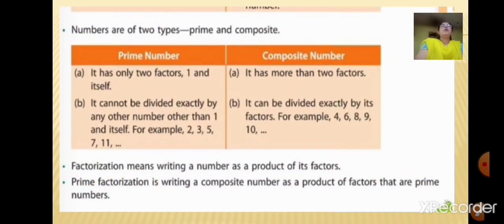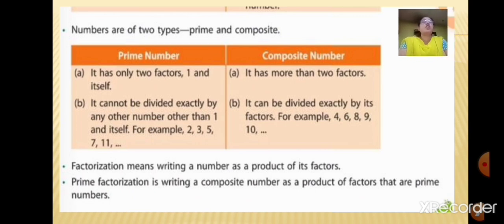Now we also learned about the two types of numbers, that is prime and composite numbers. Now what are prime numbers? Prime numbers have only two factors, that is 1 and itself. They cannot be divided exactly by any number other than 1 and itself. For example 2, 3, 5, 7, 11. All these numbers can be divided only by 1 and the number itself. They cannot be divided by any other number.